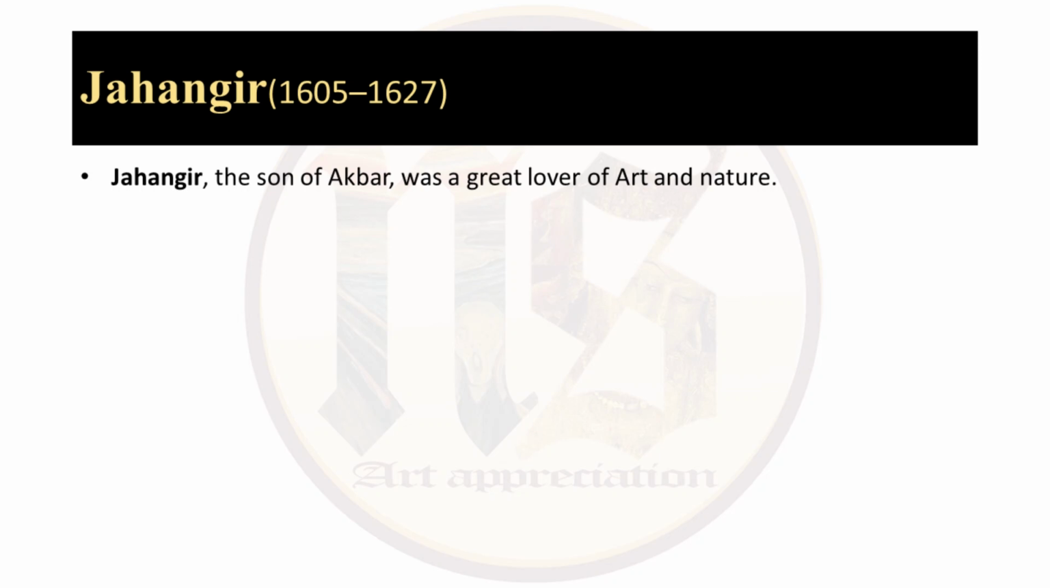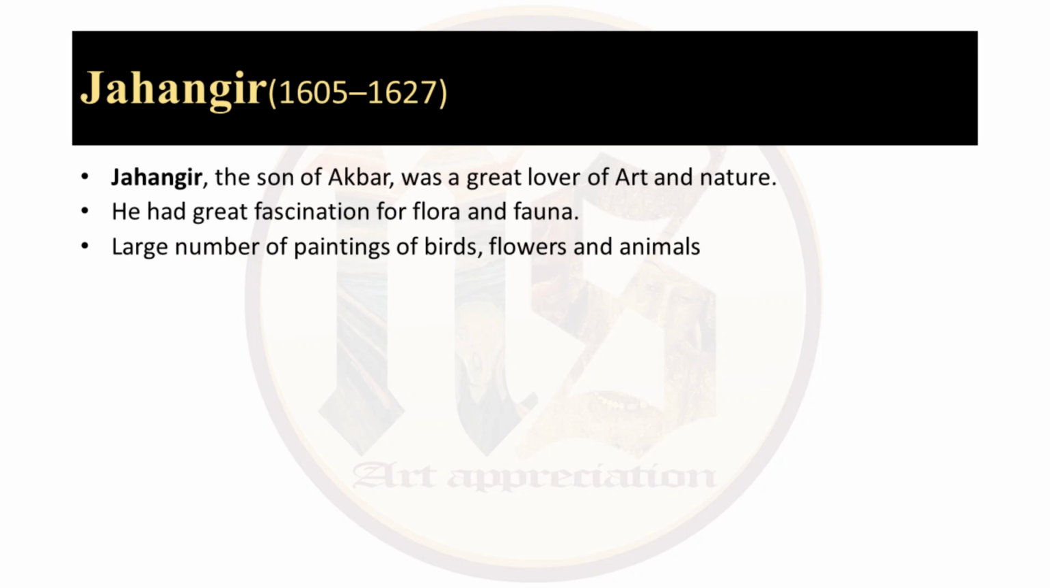Jahangir, our next emperor, was a great lover of art and nature. Under him, Mughal art became more refined. He had great fascination for flora and fauna, and it is said that his artists used to accompany him even when he went for hunting. There are large number of paintings based on birds, flowers, animals during his time, so we can say that artists got fresher inspiration and fresher subjects under Jahangir.